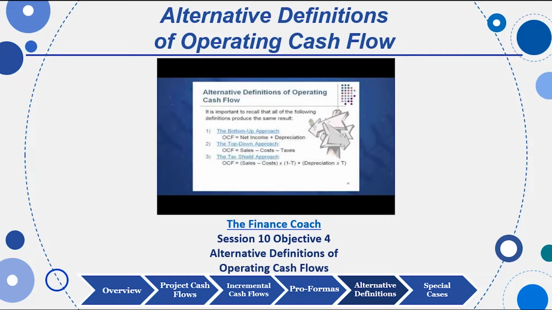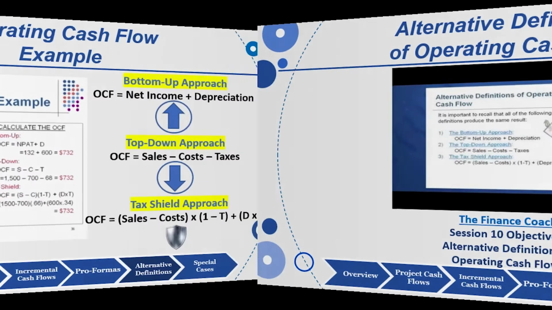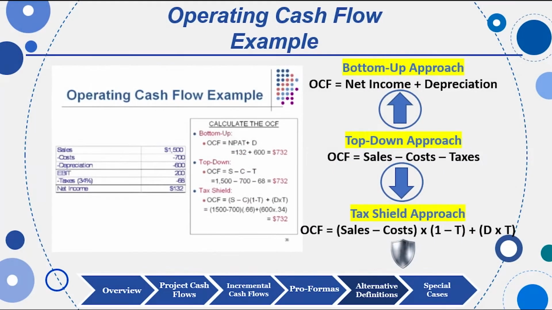That always works in all cases, but if you have no interest expense, I can take the bottom-up approach, which is NPAT plus D. I can do the top-down approach, which is sales minus cost minus taxes, or I can do the tax yield approach, which is sales minus cost times 1 minus the tax rate plus depreciation times the tax rate, D times T. Here's a sample income statement, P&L.